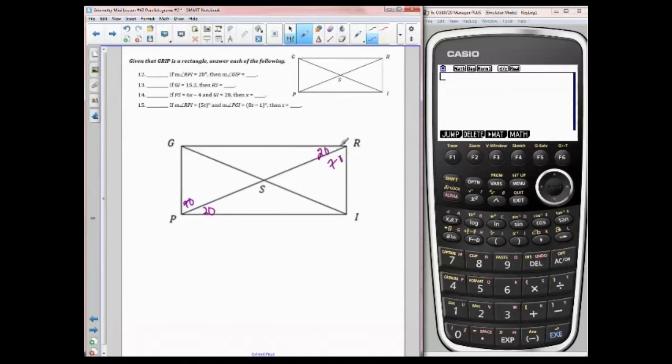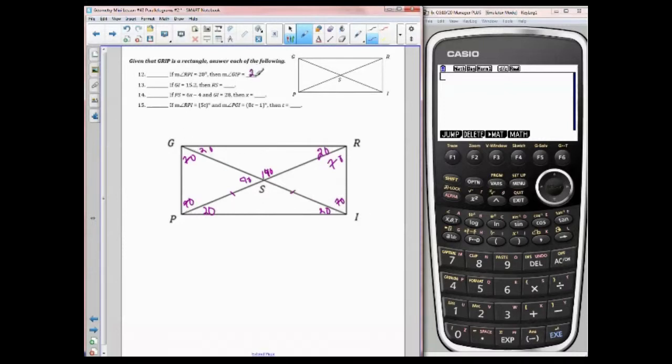But more importantly, since we know that the diagonals bisect each other and they are congruent, we have isosceles triangles all over the place. So we have a 20 here, we have a 70 here, and we have 20 here, and a 70 here, and this has to be 40, and this has to be 140. That looks like that is a 40, and so on. So I can fill out everything. So if RPI is 20, then GIP is also 20.